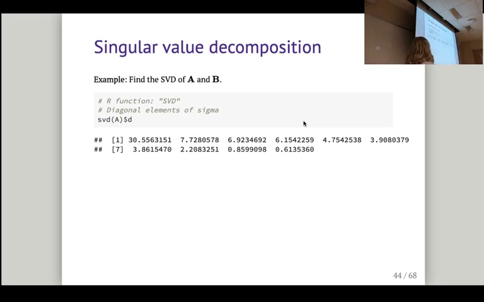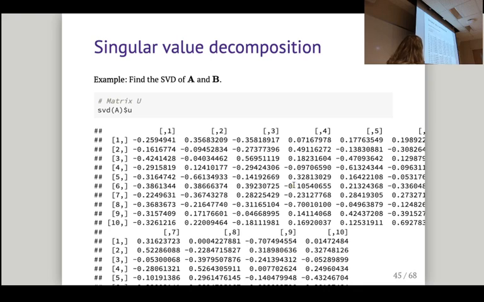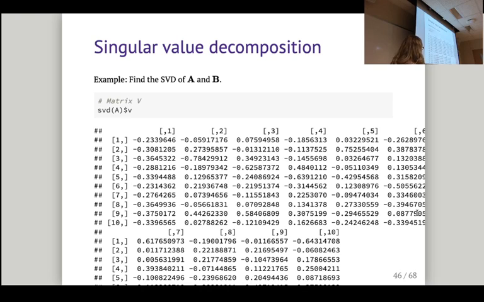To find the singular value decomposition of matrices in R, you'll use a function called SVD. There are diagonal elements, so these are the diagonal elements of sigma. These are going to go in that middle matrix, zeros everywhere else. The U matrix is square, otherwise doesn't really have many nice properties. The V matrix, square, doesn't really have any nice properties.